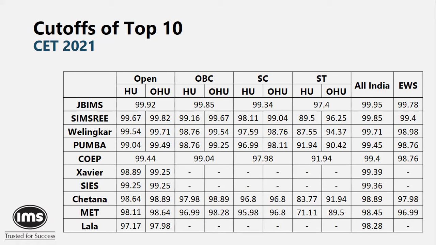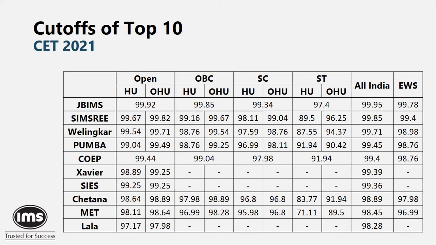Right now, how you read this: for JBIMS, first of all, there is no split as home university, outside home university. HU is home university, OHU is outside home university. So here there is no bifurcation. And last year in CAP round 2, so these are all CAP round 2 cutoffs, not CAP round 1.